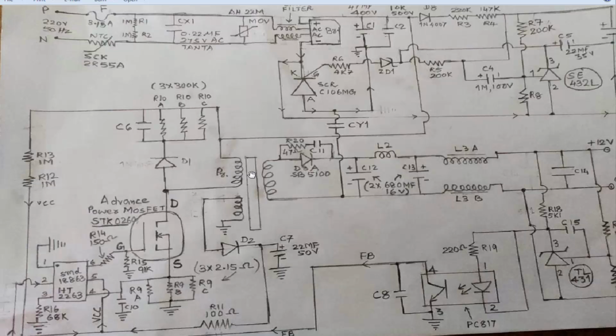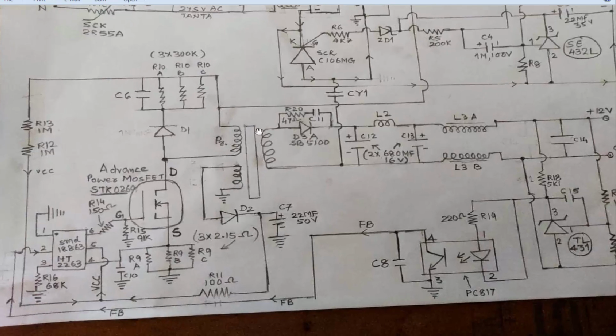The magnetic field will build up and it will cut this secondary winding and auxiliary winding. So first of all, complete this section. When the magnetic field builds up, it will induce voltage in this winding, and this induced voltage will be rectified by this diode, and this rectified voltage will be charged at the C7 capacitor. It is 22 microfarad, 50 volts. So this voltage will be fed through the 100 ohm resistor to the VCC pin. So now this IC will go into working condition.